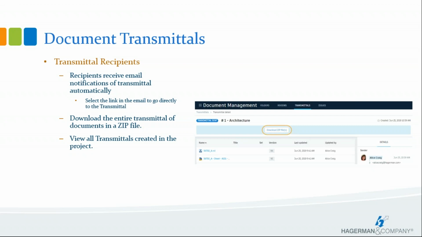Recipients can view the specific versions of files, when the files were last updated, and details of the transmittal. Selecting a specific file in the transmittal will open the file in the BIM viewer. The recipient can export and download the entire group of the transmittal using the zip file.